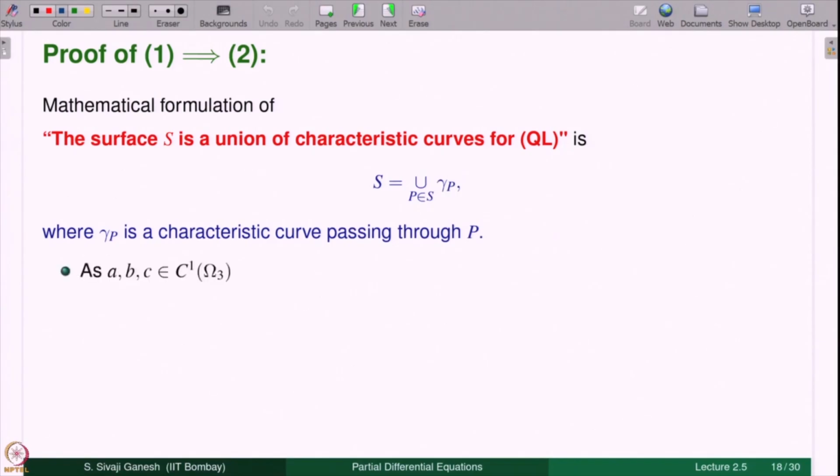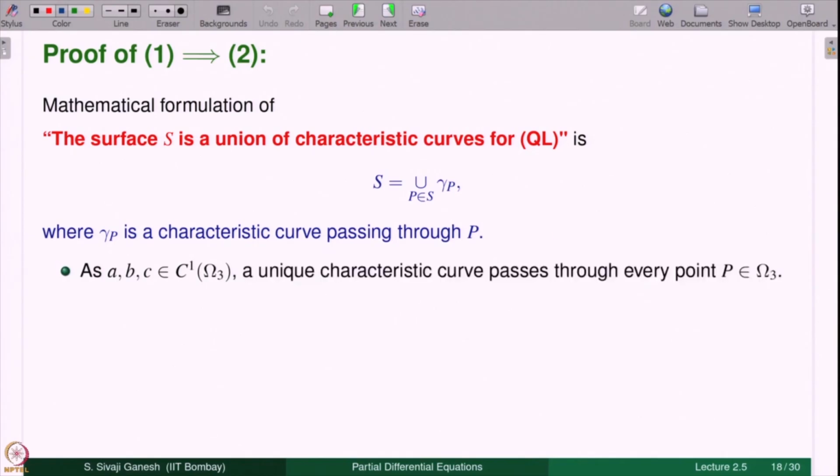A, B, C are in C1 of Omega 3, they are smooth functions. Therefore, a unique characteristic passes through every point in Omega 3. Since S is a subset of Omega 3, we have that S is a subset of this union. Take any point in S, that point is going to belong to gamma p for some p. In fact, the same p: let p belong to S, then gamma p passes through p. So this is a very simple containment. What remains to prove is that S contains this union.